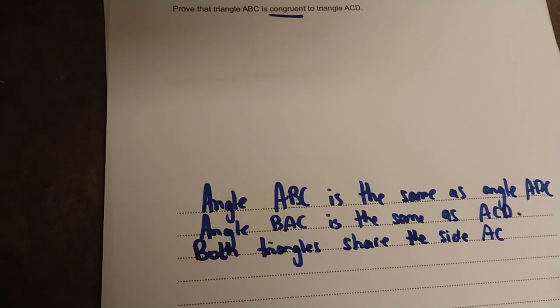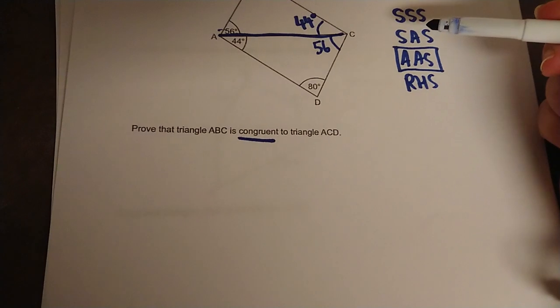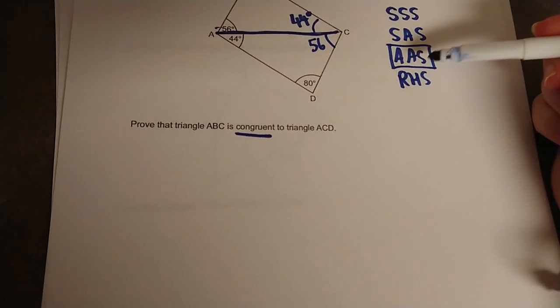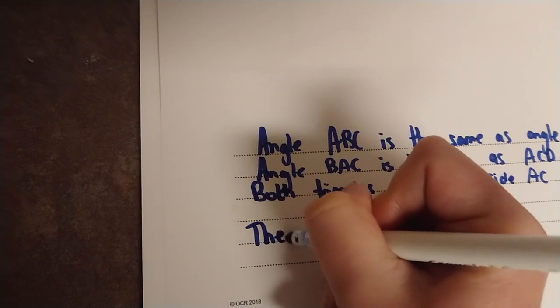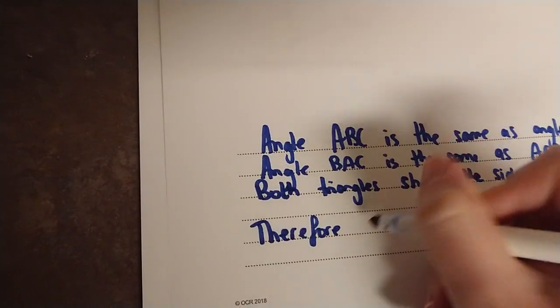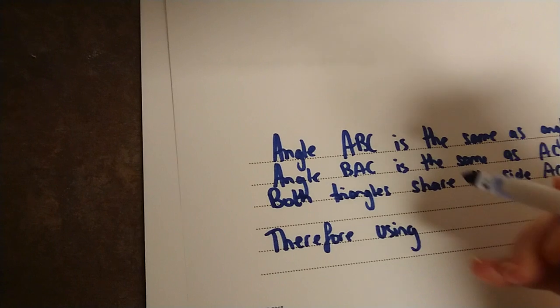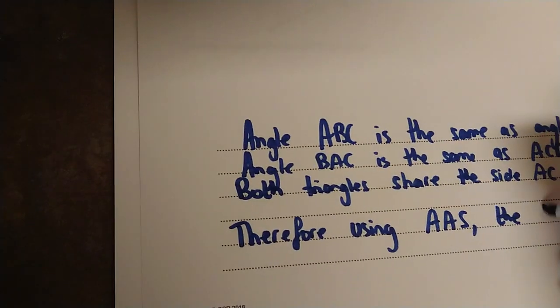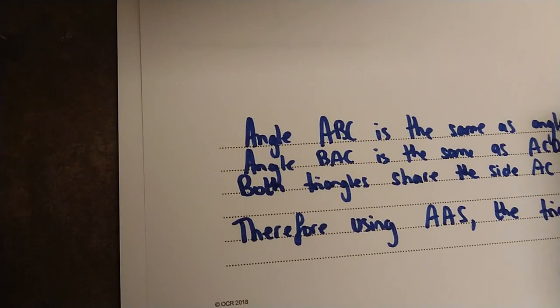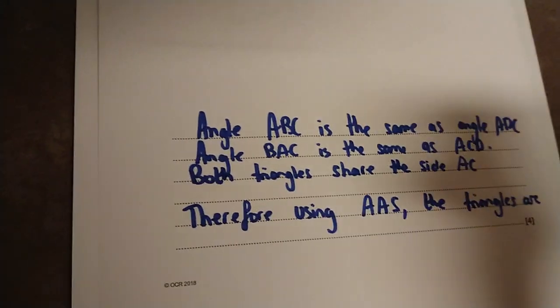And you just need one final line to state which of these rules we have used. So we have used AAS, and it's fine to quote that. You can just say, therefore, using AAS, the triangles are congruent.